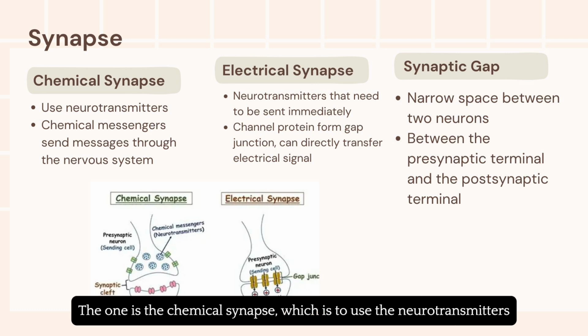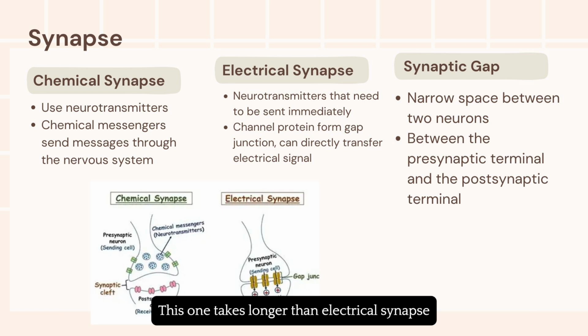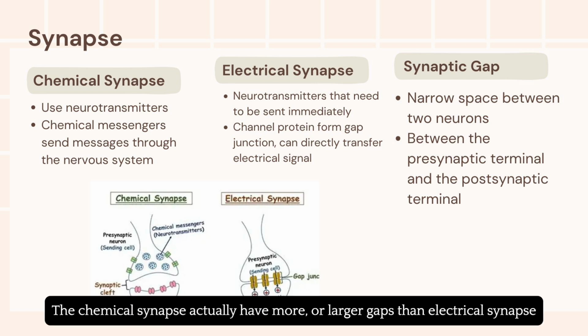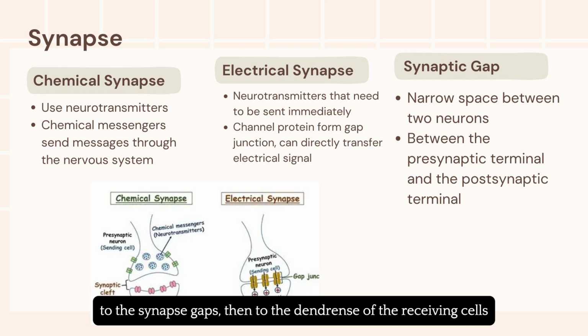One is the chemical synapse, which uses neurotransmitters, and the chemical messages send messages through the nervous system. This one takes longer than the electrical synapse, as you can see in the image underneath the slide. The chemical synapse actually has a larger gap than the electrical synapse. So the neurotransmitter will take a longer time to travel from the sending side across the synaptic gap to the dendrites of the receiving cell.